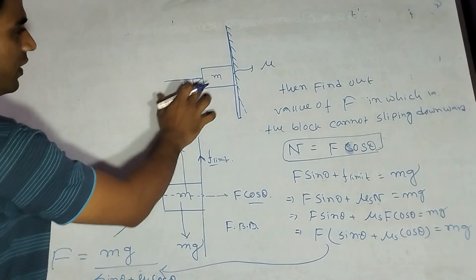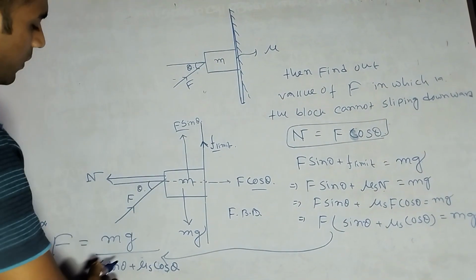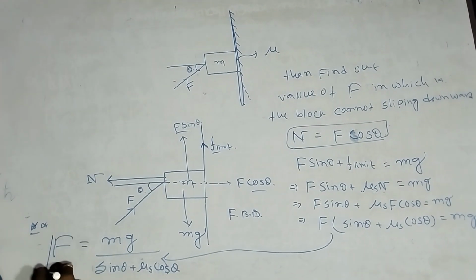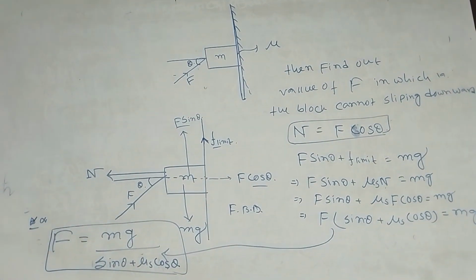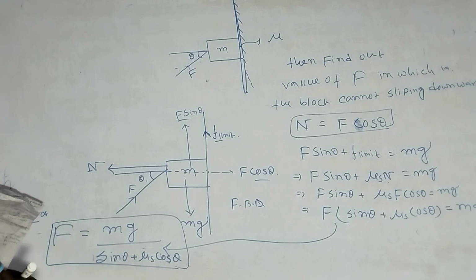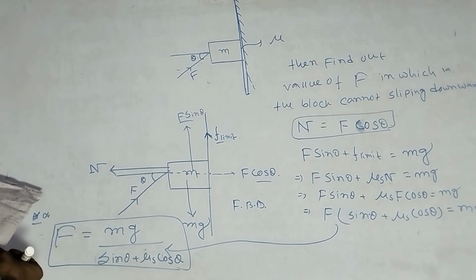If this quantity of force is applied on the block, the block cannot slip downward from the wall. This is the force mg over (sin theta plus mu s cos theta). This is the block and the wall problem.